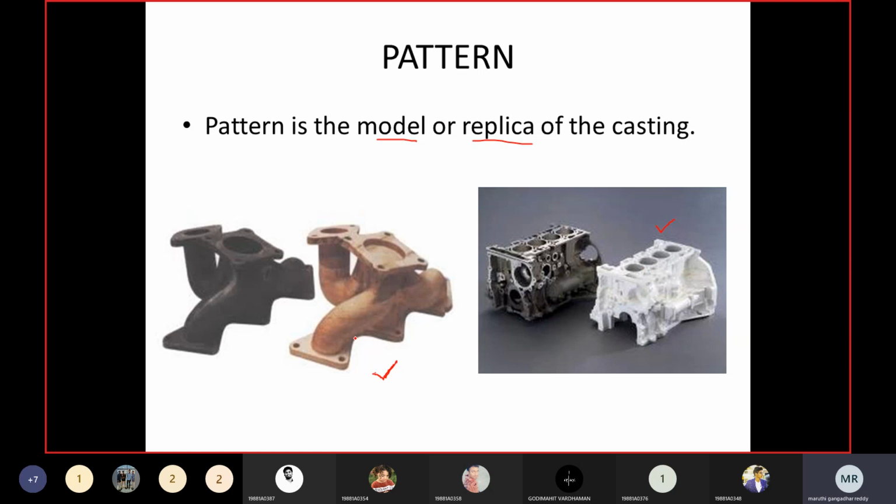Usually a pattern will be made up of wood, metal, wax or plastic. These are the materials used for the preparation of the pattern. I will repeat once again. What are the important pattern materials? We can choose wood as a pattern material, or metal, and wax as well as plastic. These are the materials used for the preparation of the pattern. So before actually going for the casting process, we need to prepare its replica or its model. That means the model or replica of the casting is called a pattern.